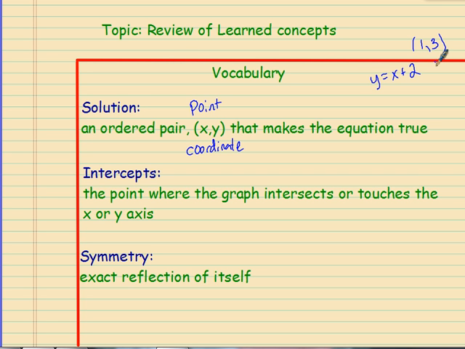Does that make sense? So then on the opposite side, if it wasn't true, it would be false. It would be false. And would that be a solution? Simple as that. Got it? So here we have intercepts. What are intercepts? Very simple. What does intercept mean? To cross, right?